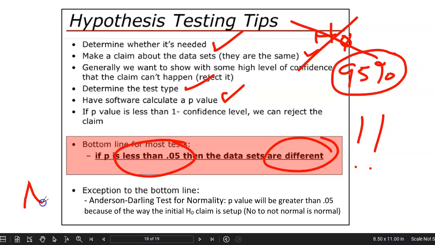There is one exception to the general rule. It seems like there's always an exception to every rule, and that is the Anderson-Darling test for normality. In that case, we're actually looking for a p-value greater than 0.05, but almost every other test, it's the other way around. P-value is less than 0.05. There's your summary sheet. Good luck with hypothesis testing.